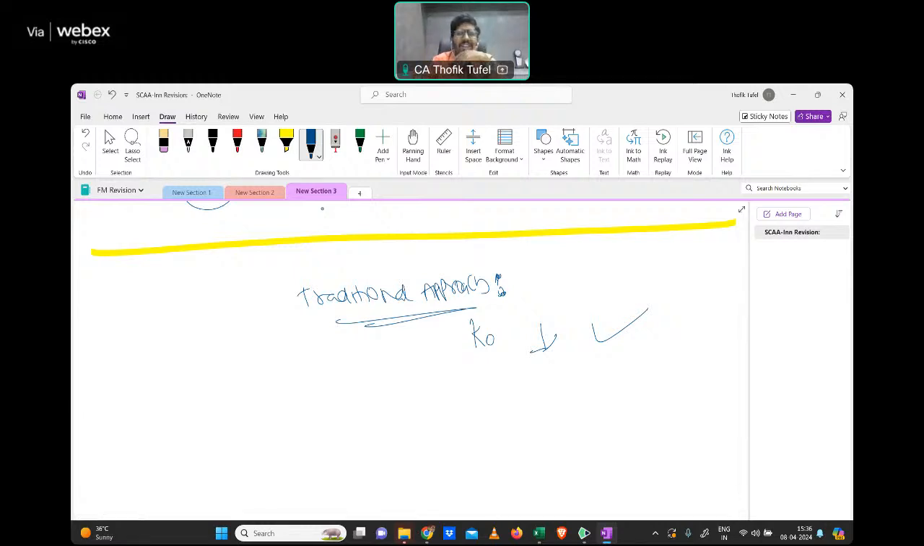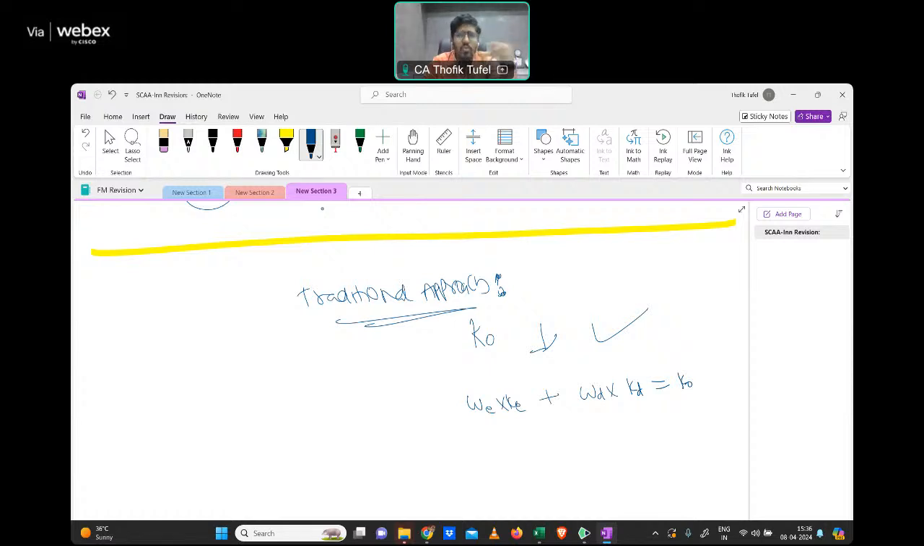KO na என்னது சார்? Weight of, how will you find out KO? Weight of equity into cost of equity plus weight of debt into cost of debt is equal to KO. That is what you find out, correct? And then our KO on the table, if I don't know, that is what I'm writing in that formula. Weight of equity into cost of equity plus weight of debt into cost of debt is equal to KO.